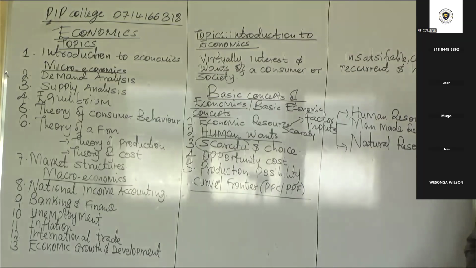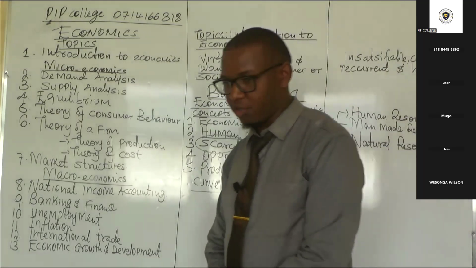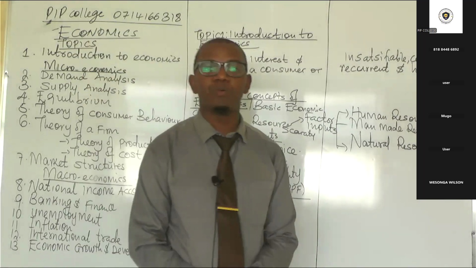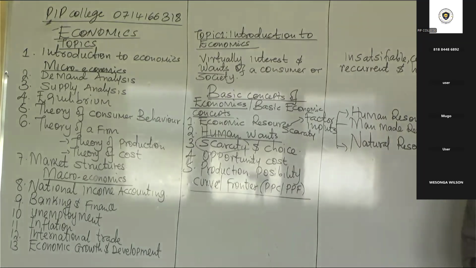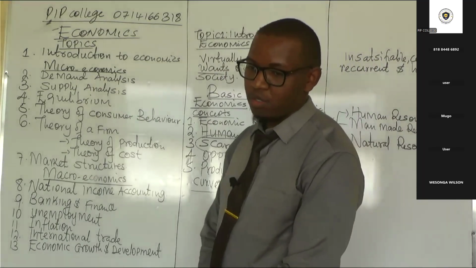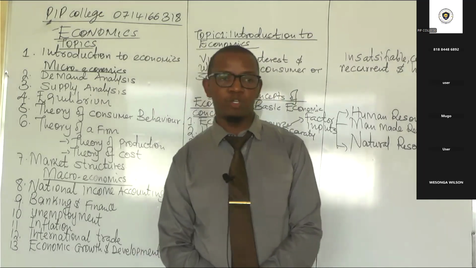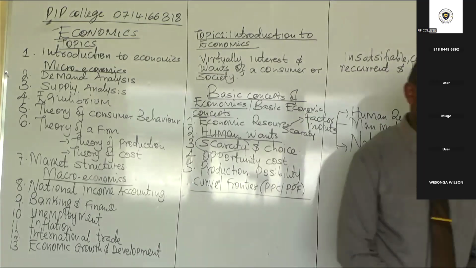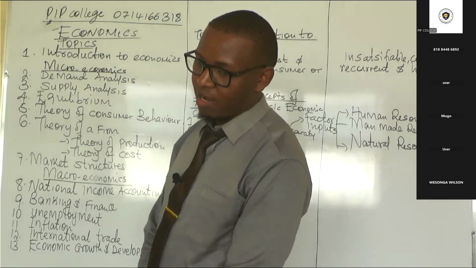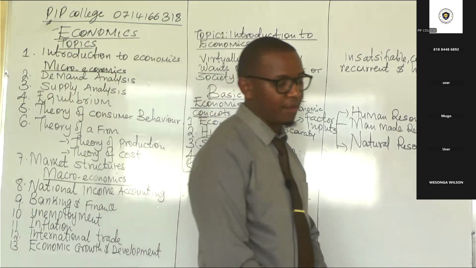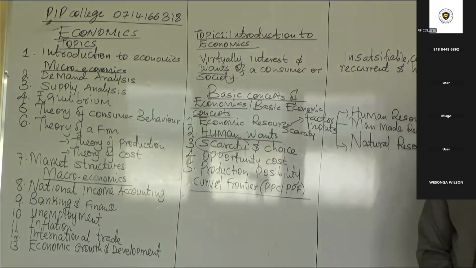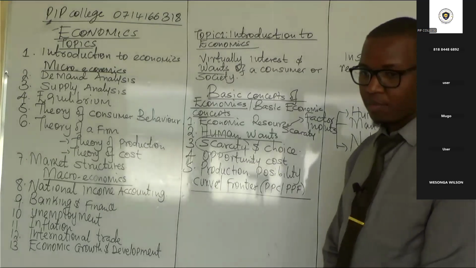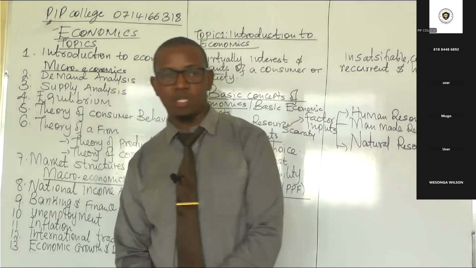where resources available to people are not enough to produce goods and services in order to satisfy the human wants, you see? They are therefore said to be scarce.